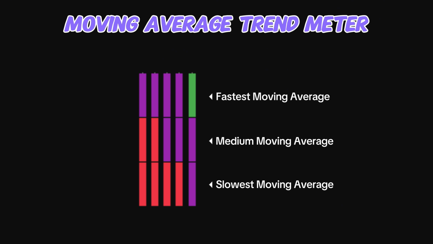Before we jump over to TradingView, there's one last thing to note. Each bar in the indicator represents a specific moving average. The bottom row corresponds to the slowest moving average, the middle row represents the medium-term average, and the top row reflects the fastest moving average.